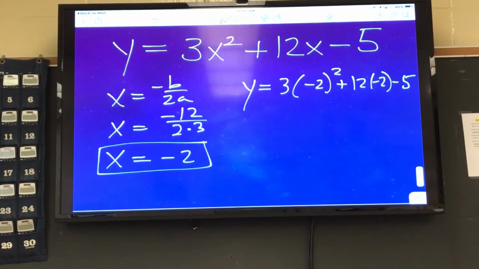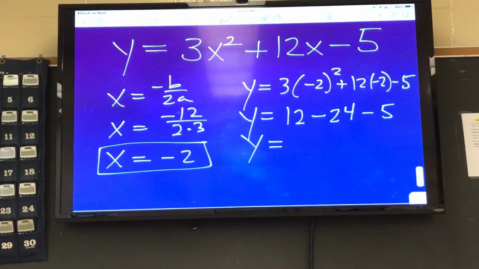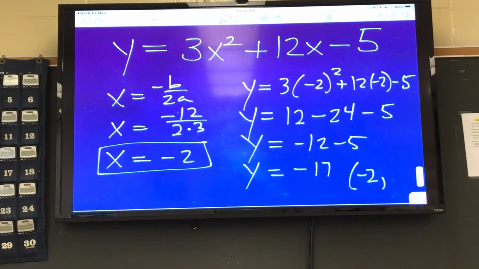I'm going to run out of room here. And again, because I don't have a calculator in front of me, I'm going to do this. You go ahead and do it. Hopefully you've already done it on your calculator. But I have negative 2 squared is 4, so 3 times 4 is 12. 12 times negative 2 is negative 24, so minus that, minus 5. So that's negative 12 minus 5. I have a negative 17. Do you? And then I'm going to have negative 2, negative 17 as my vertex.